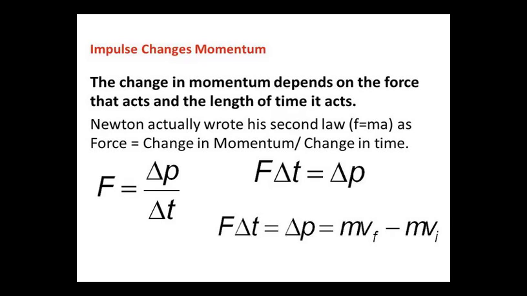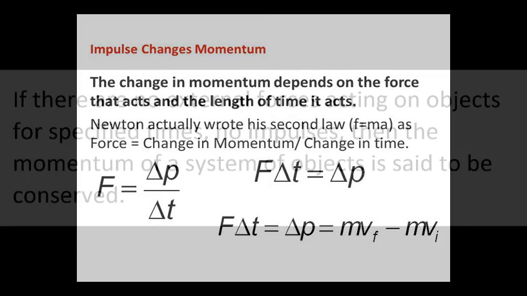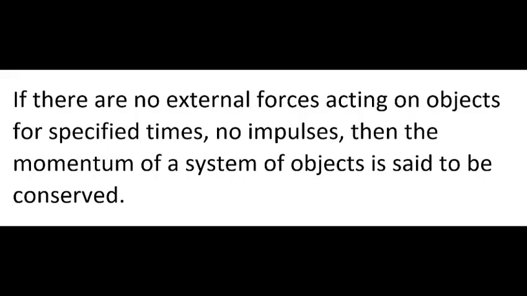One can have a small force act over a long time, or a large force acting over a short time, and get the same impulse. Either of these situations will result in the same change in momentum of an object. If there are no external forces acting on objects for specified times, no impulses, then the momentum of a system of objects is said to be conserved. Although the total may be the same before and after application, the individual momenta of the objects in the system may change. This is particularly useful when dealing with explosions or collision problems.